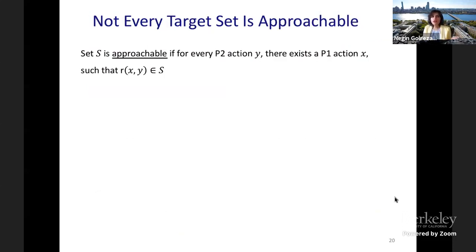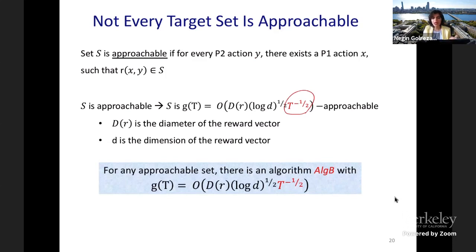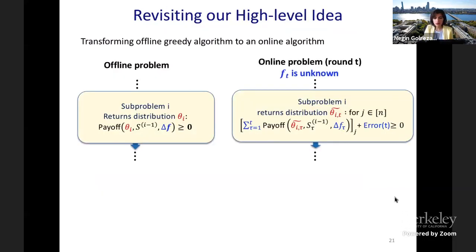But of course, not every target set is going to be approachable, and there are simple tests that you can do to see if the set is approachable. I'm not going to bore you with that. What is important is that if set S is approachable, you can approach it at the rate of 1 over a square root of T. There are algorithms that allow you to do that, and I'm going to call this algorithm AlgB. This is a Blackwell algorithm that helps you approach this target approachable set at the rate of 1 over a square root of T.